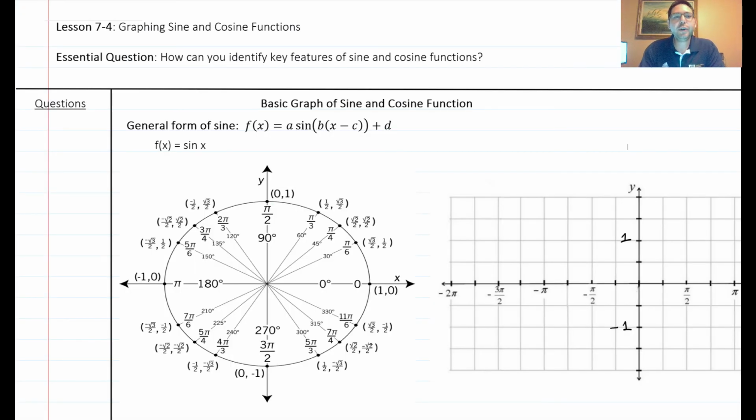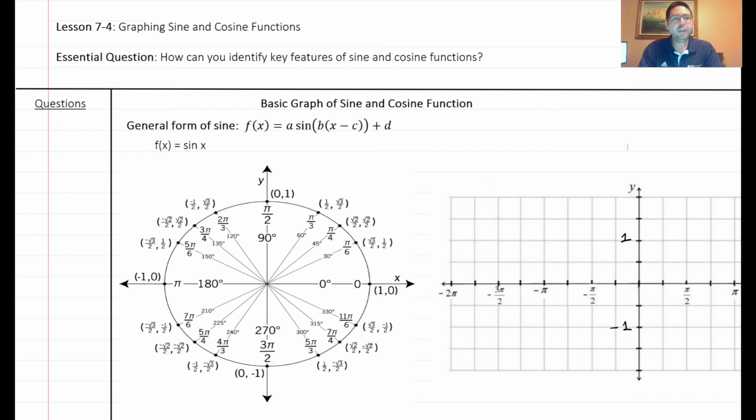All right, the essential question is how can you identify key features of functions? So that's the main goal of this lesson, being able to quickly make a quick graph of the sine and cosine, as well as identify some key features. So what we're going to introduce to you first is the sine. How does a graph of the sine function actually look like when you put it on a graph?